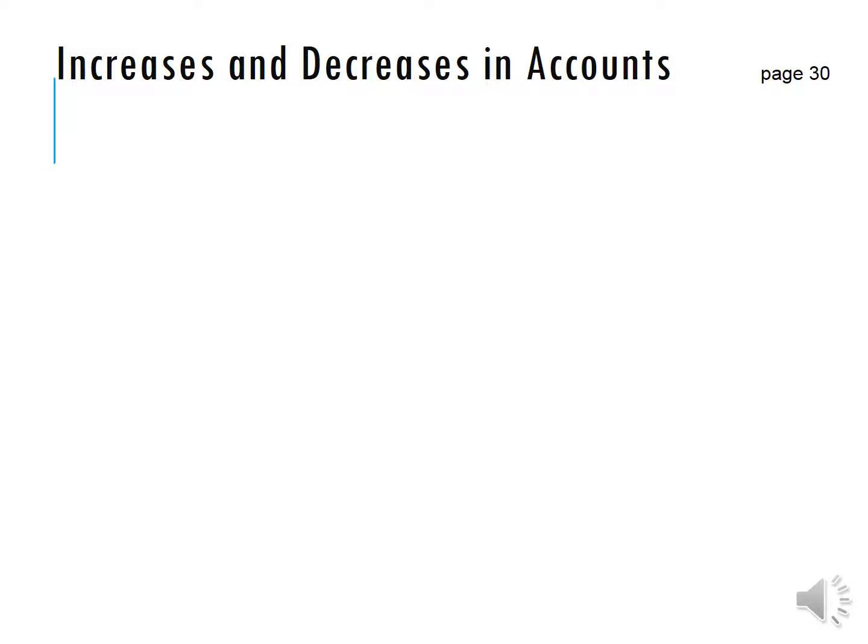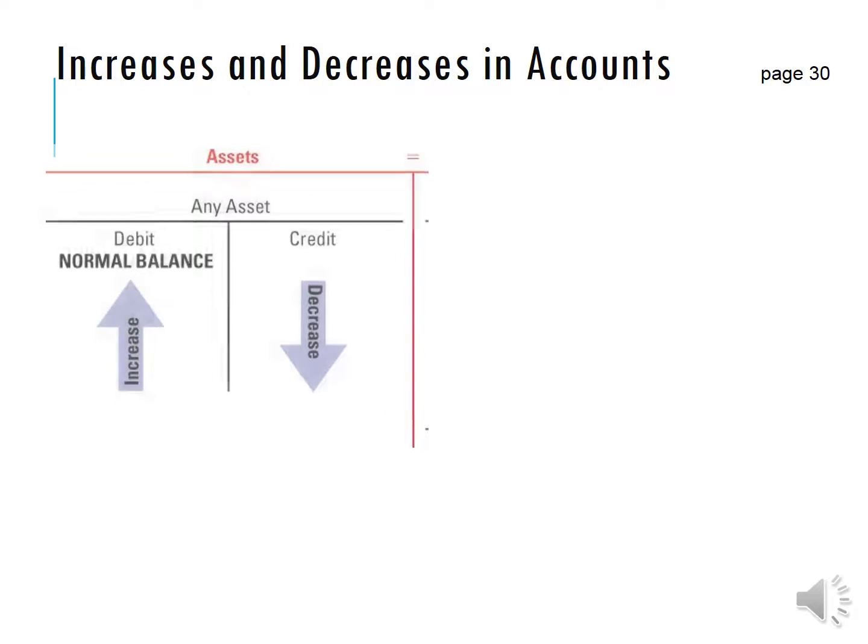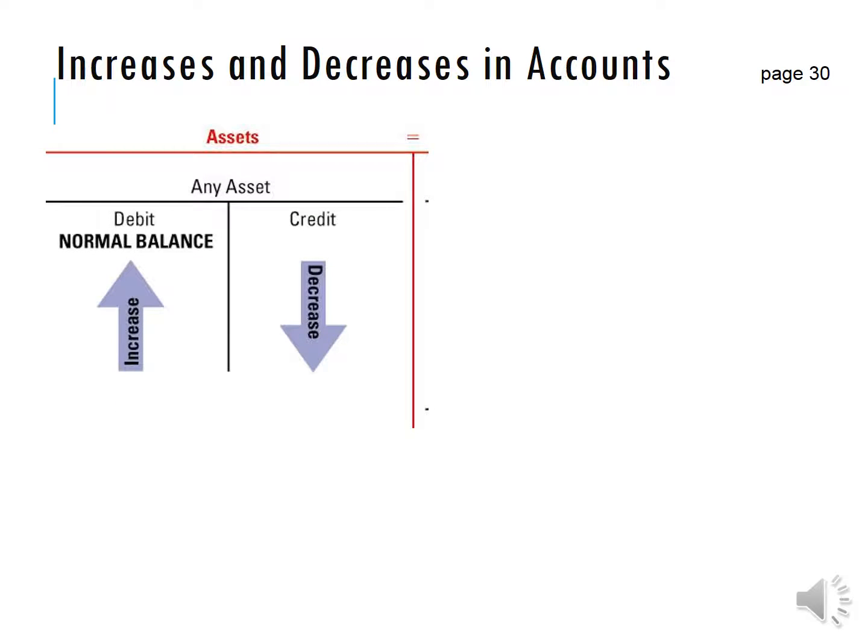How do we deal with decreases in accounts? Looking at assets, we have learned that the increase side for any asset account is the debit side. We also know the normal balance is the debit side. So, to decrease the value of an asset account, we will use the credit side.